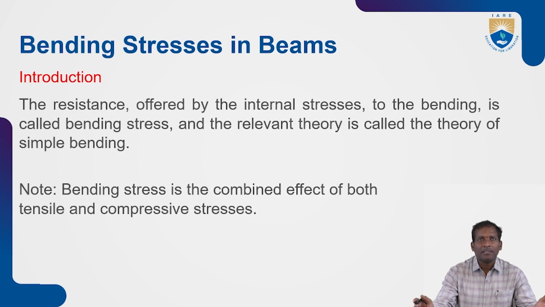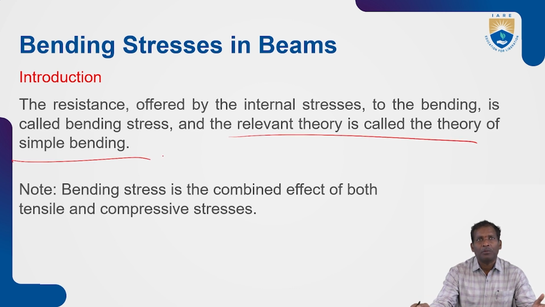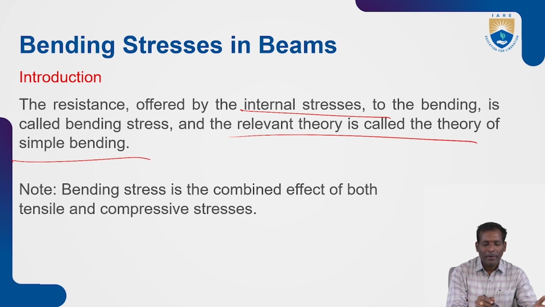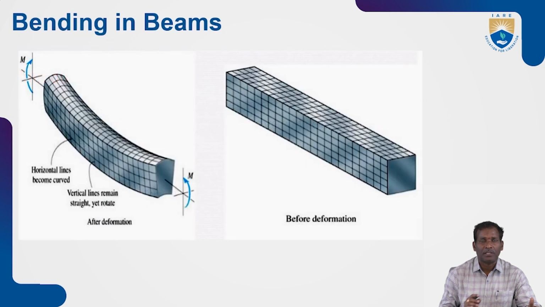The resistance offered by the internal stresses to the bending is called bending stress, and the relevant theory is called the theory of simple bending. That is the resistance offered by the internal stresses to the bending whenever the beam is subjected to different loading. Note down, the bending stress is the combined effect of both the tensile and compressive stresses. I will show you these two stresses in a diagram.